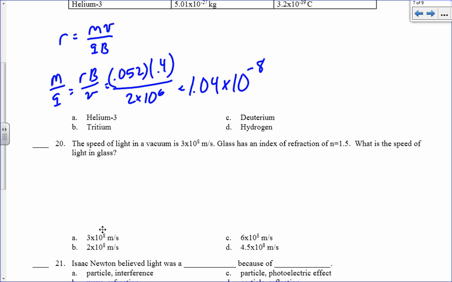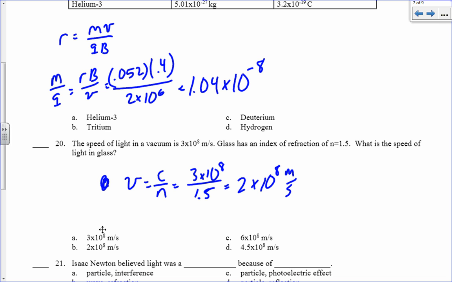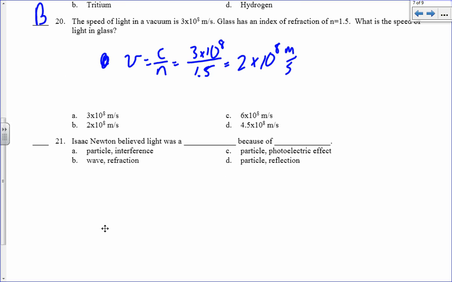Speed of light in a vacuum is 3 times 10 to the 8th. Index of refraction is 1.5. What is the speed of light? So v is c over n, which is 2 times 10 to the 8th meters per second. That's B. Isaac Newton believed light was a particle, and he believed it was a particle because of reflection. That's D. It's 21.